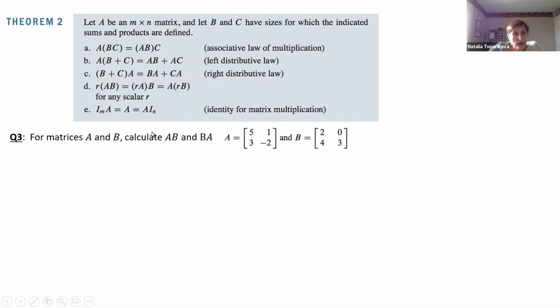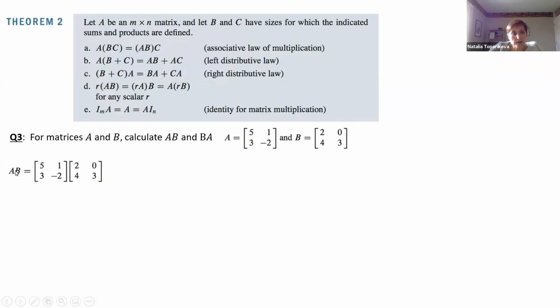Okay, but let's try to carry out a simple multiplication and see how it works. We have matrix A and matrix B, and we multiply A by B and B by A. If we were dealing with 2 normal numbers, we would get the same result. Not so with matrices.